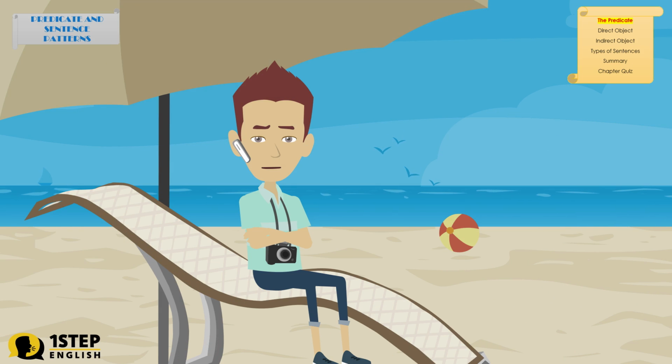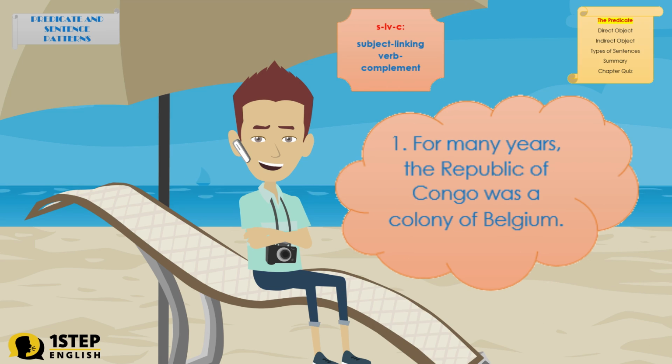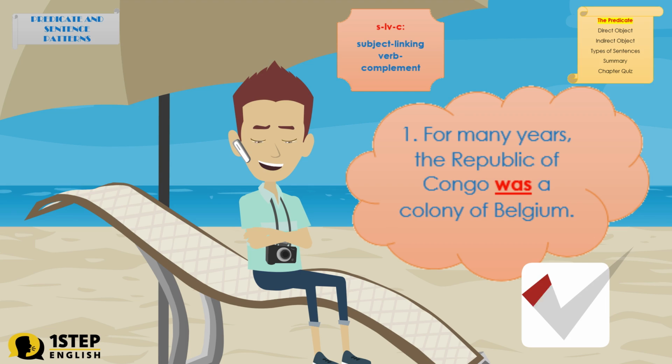Let's test your knowledge. Tell if the following sentences follow the S, LV, C, or subject, linking verb, complement. 1. For many years, the Republic of Congo was a colony of Belgium. Let's check your answer. Yes. It follows the S, LV, C. The word, was, is a linking verb. A colony of Belgium, describes, the Republic of Congo.